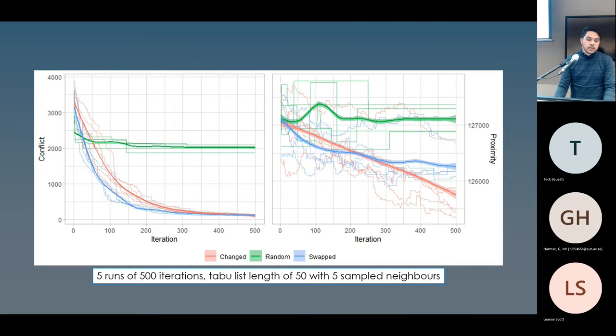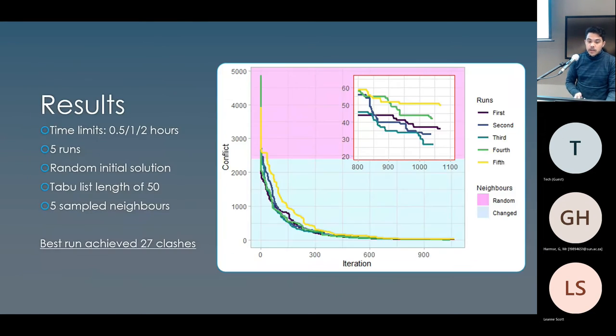Since there aren't that big differences between the gradients, I decided we'll just go straight into the change neighborhood. If we look at some of the results, these results are specifically for the 2 hours that I ran the algorithm for, but I did test it on half an hour and an hour. I ran 5 rounds to get an idea of the average ability of the optimizer.